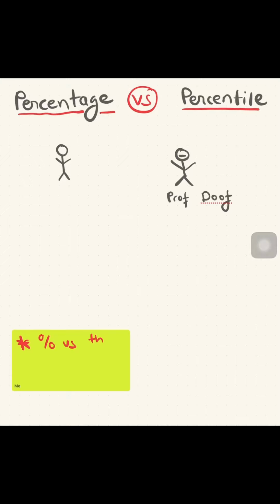Let's simply understand the difference between percentages and percentiles. Imagine this is you, Perry, who is definitely not a platypus, and this is your Professor Doof. Now, Professor Doof is like, oh, you performed very bad. You get 50% in your exam.